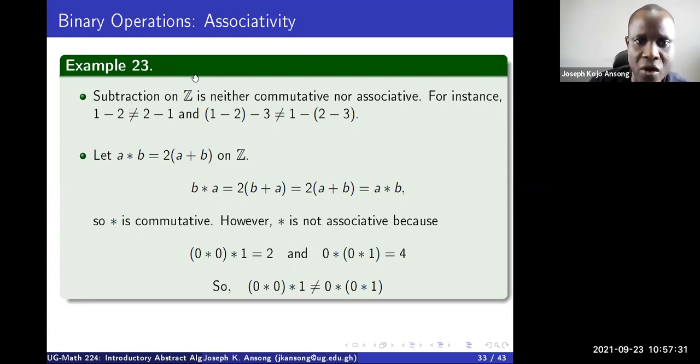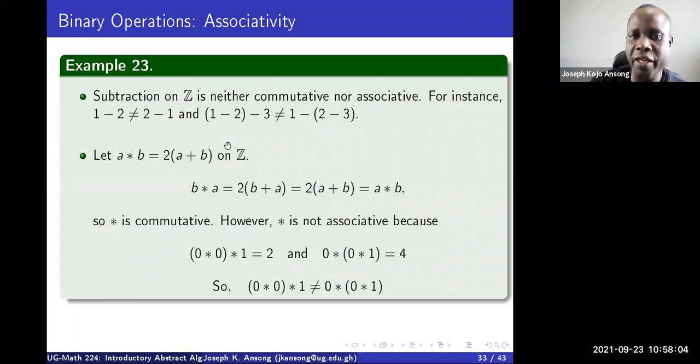Subtraction here on the set of integers is neither commutative nor associative. Okay, why is that? We can just pick a few examples to show this, right? Now, if I pick two integers, 1 and 2, for instance, the operation is subtraction. If I take 1 minus 2, I get -1. If I take 2 minus 1, I get +1. They are not the same. Therefore, subtraction is not commutative under a set of integers, okay?